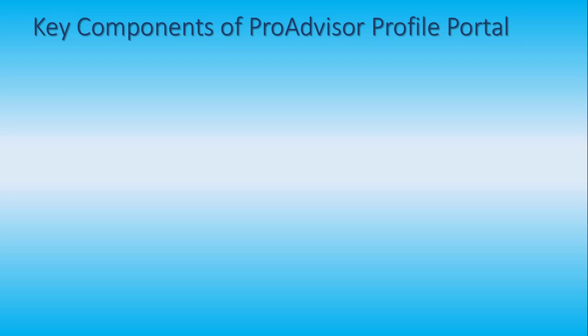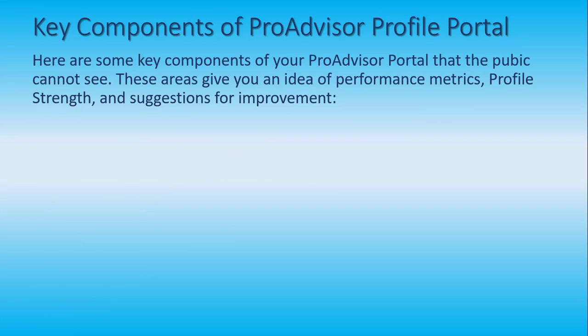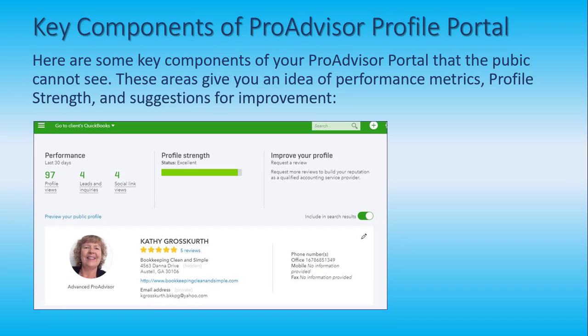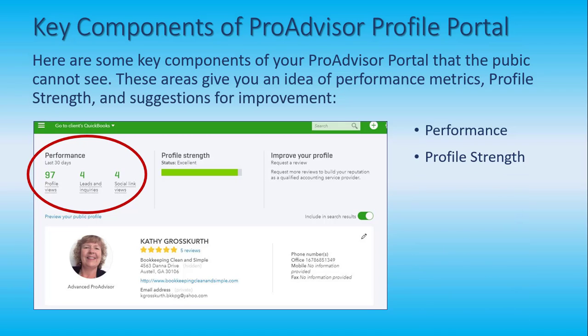Now, once you get into the profile through your QBOA portal, you will see some things that we're going to point out. First of all, we're going to talk about performance. There's a section on performance. And as you can see here, we have 97 profile views, 4 leads and inquiries, and 4 social link views. And what this does is it gives you an idea over the last 30 days, your metrics, and how you stand out.